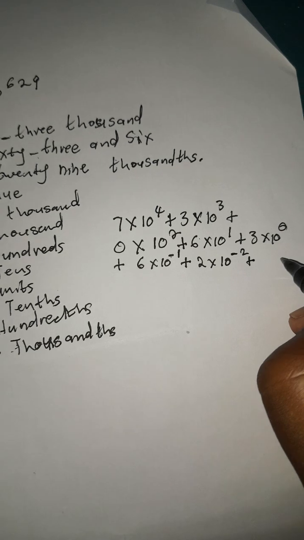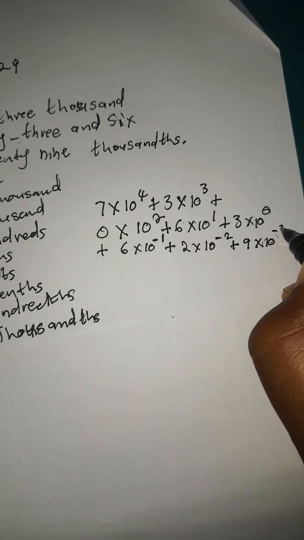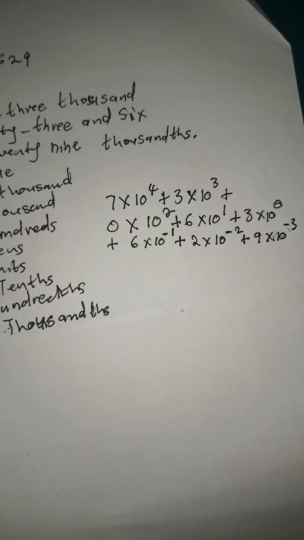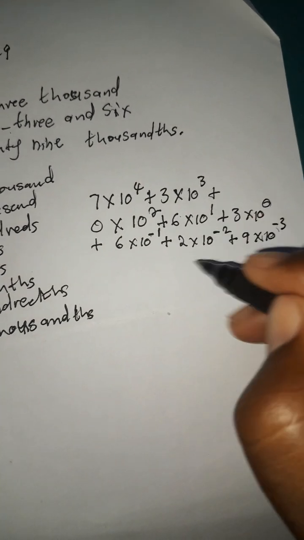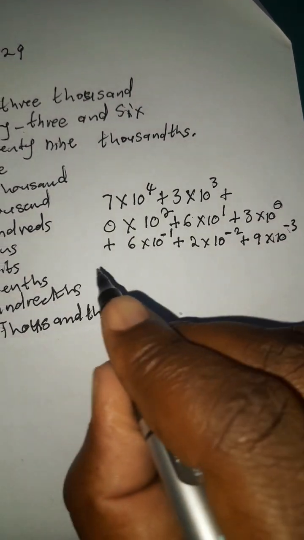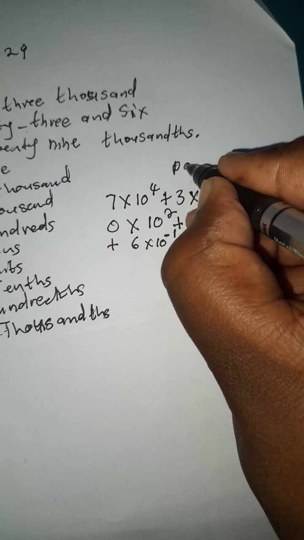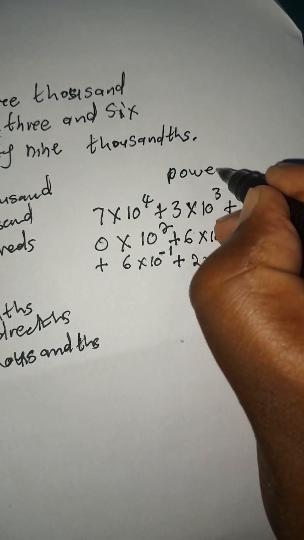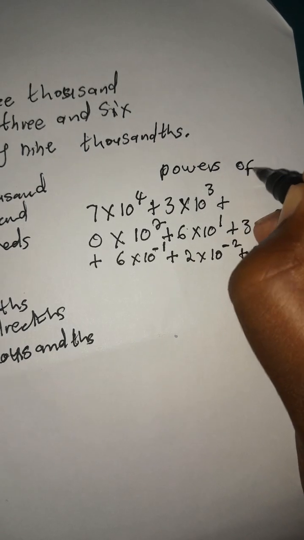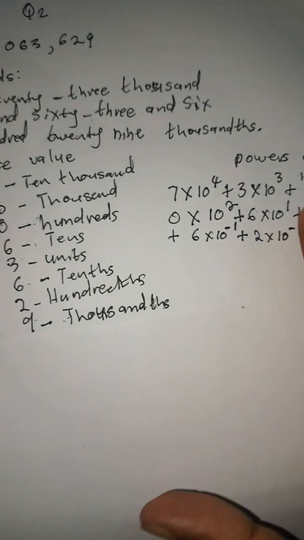Plus, what do we call 9? Because it's in thousands. But remember, it's the same as saying 9 times 1 all over 1,000, right? So we are going backward in other words here. That's why I am writing this in negative. So this is how you write it in powers of 10, guys. You follow your place value, then it will guide you. Remember, using a base 10 system, right?